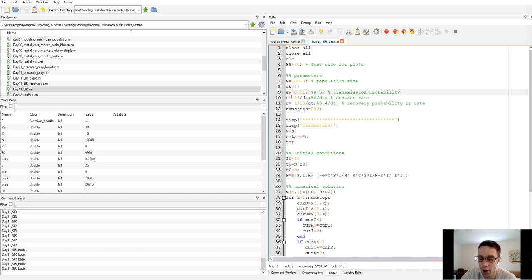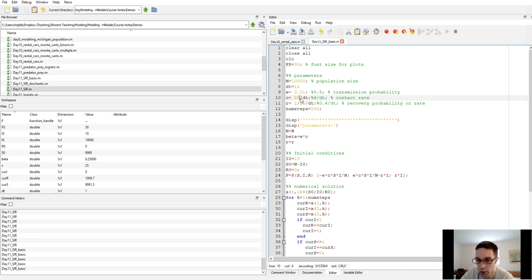Now, in this code, I used E instead of P for the transmission probability. Hopefully, that's not too confusing. If you want to change that in your notes and call it E, that's fine too. I'm going to use a value of 0.01, meaning if you interact with someone who's sick, there's really only a very small chance that you're actually going to get sick, a 1 in 100 chance. Secondly, we're going to use a contact rate of 25 per day.